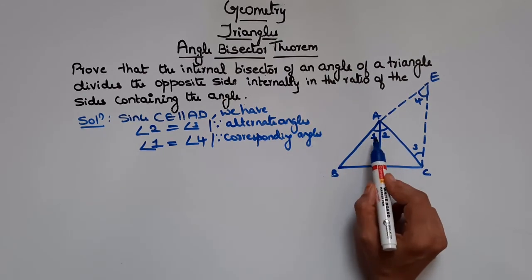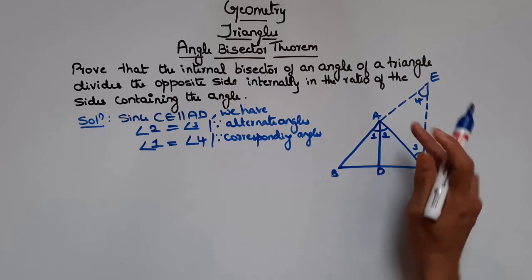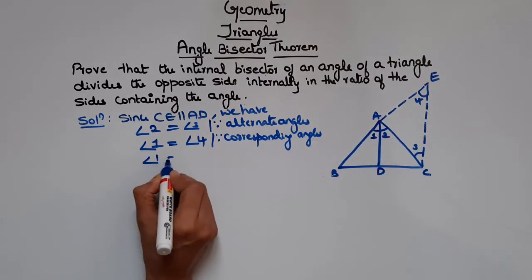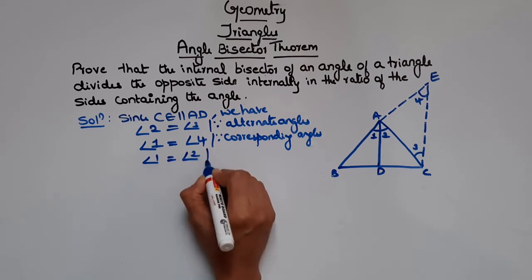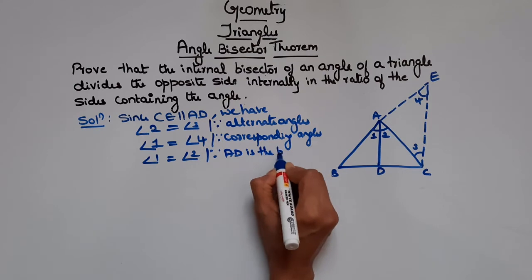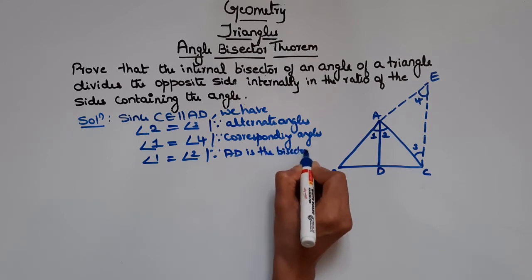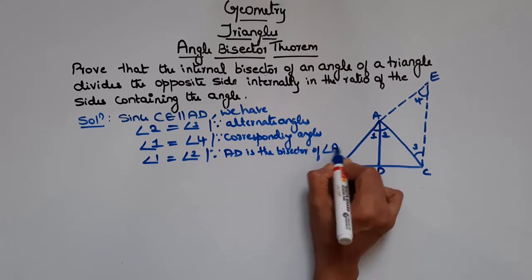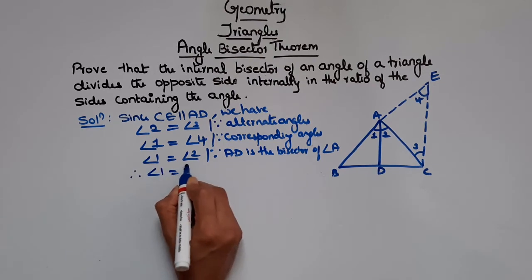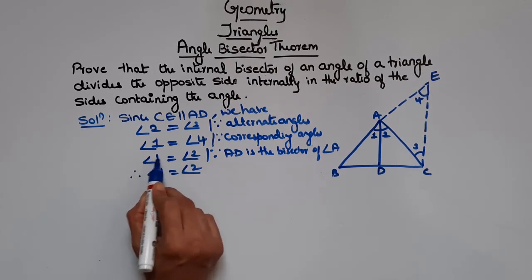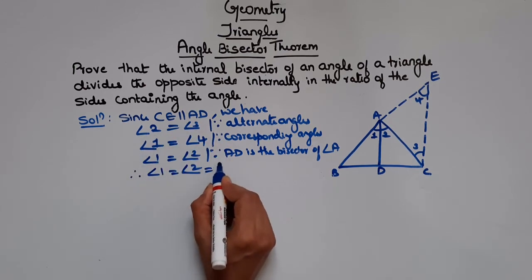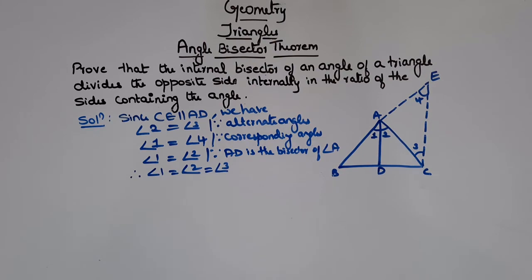And we already know angle 1 is equal to angle 2, that is AD is a bisector of angle A. So therefore angle 1 has to be equal to angle 2, since AD is the bisector of angle A, right? Here they said angle 1 is equal to angle 2. So angle 2 is equal to angle 3, therefore this is also equal to angle 3, right?